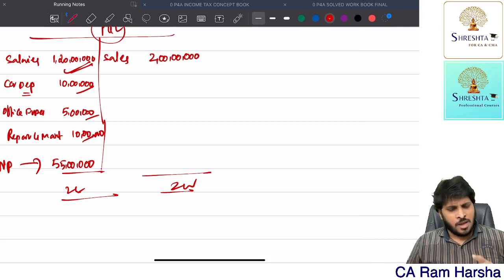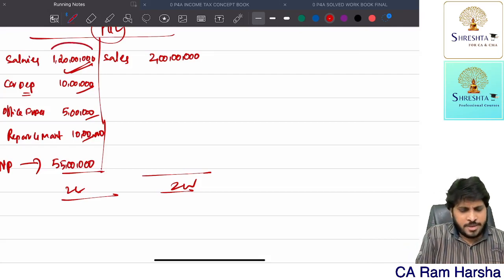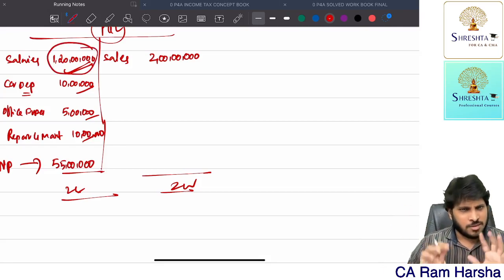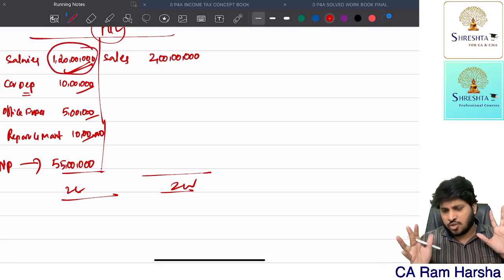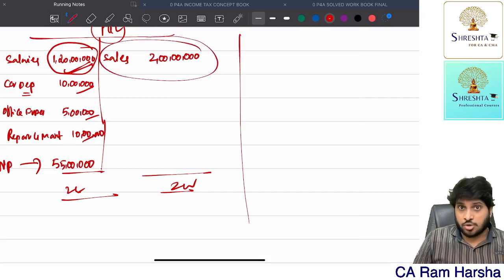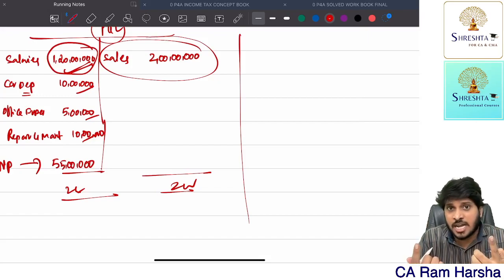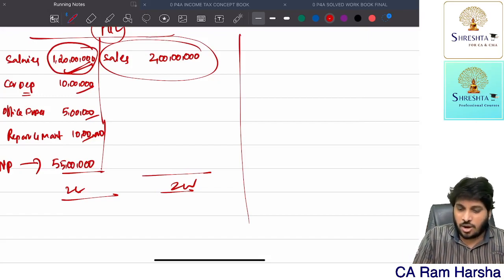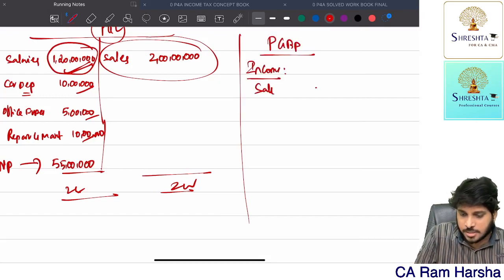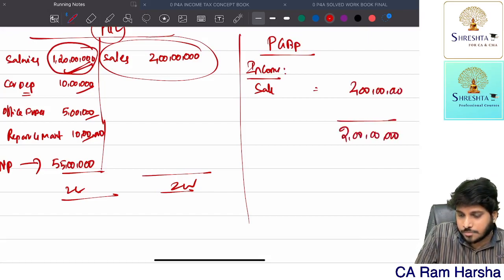Tell me, this entire expenditure is 1 crore 20 lakhs. I also paid in bank only. Will the department object? So what is my income under income tax? Tell me, this entire sales of 2 crore, under which head of income is it taxable? Sir, business income, obviously under PGBP. So first I will list out incomes. Sales, how much? 2 crore. So 2 crore is my total income.